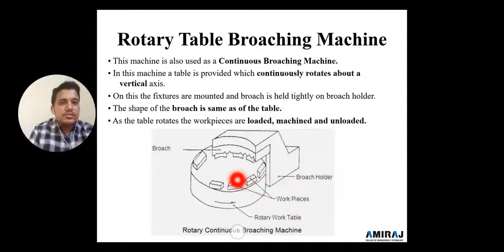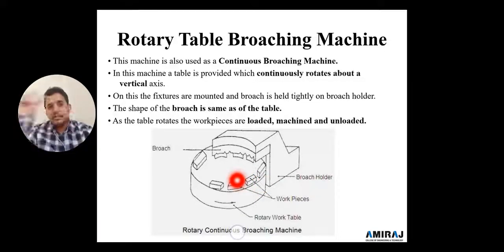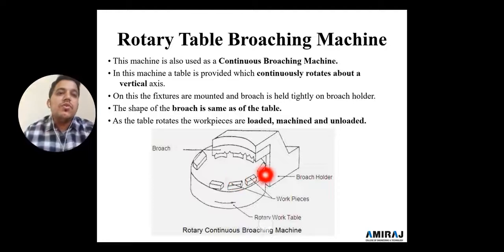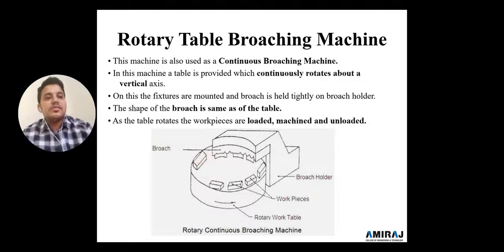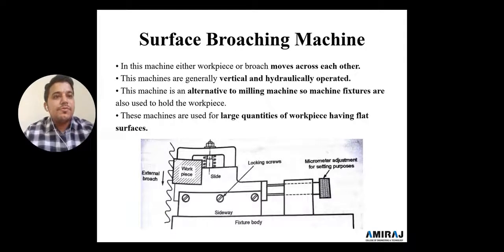This broach is a particularly circular type of broach, a little bit like the radial diameter of the worktable. The broach is the same as the table. As the table rotates, the workpiece is loaded, machined, and then unloaded. So it will be manual or it will be robotic. Okay, and the surface broaching machine.